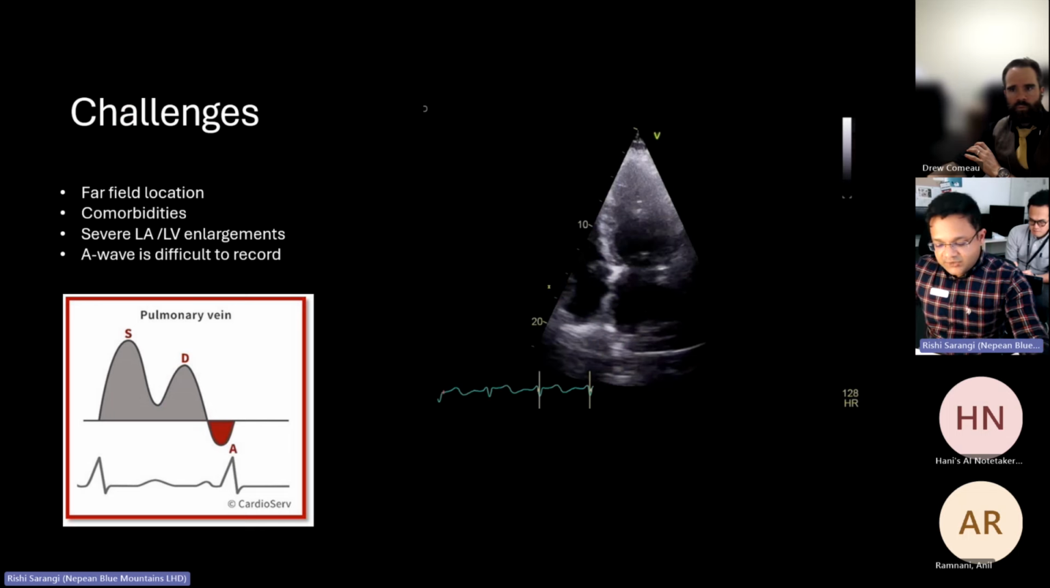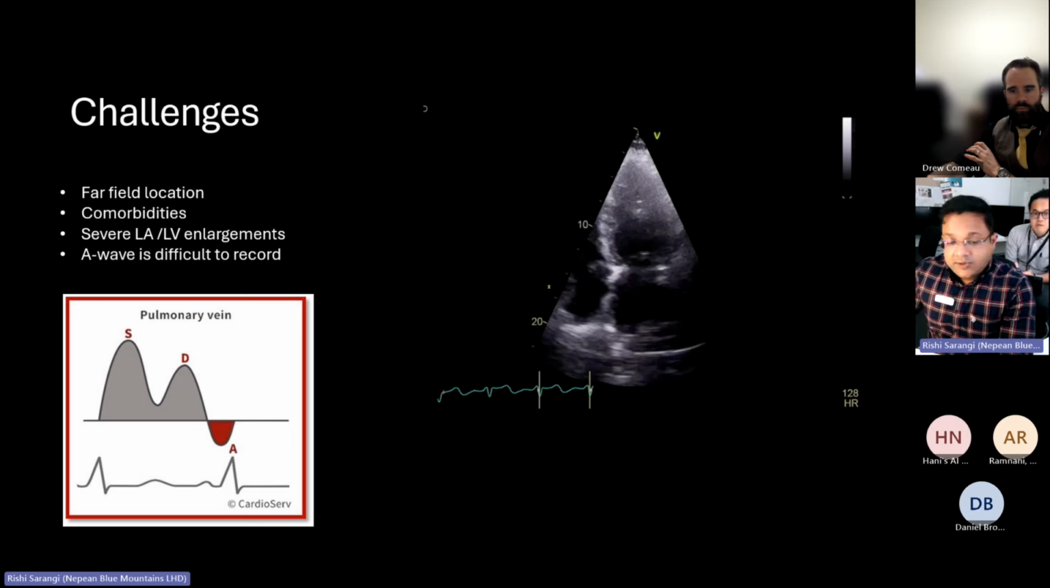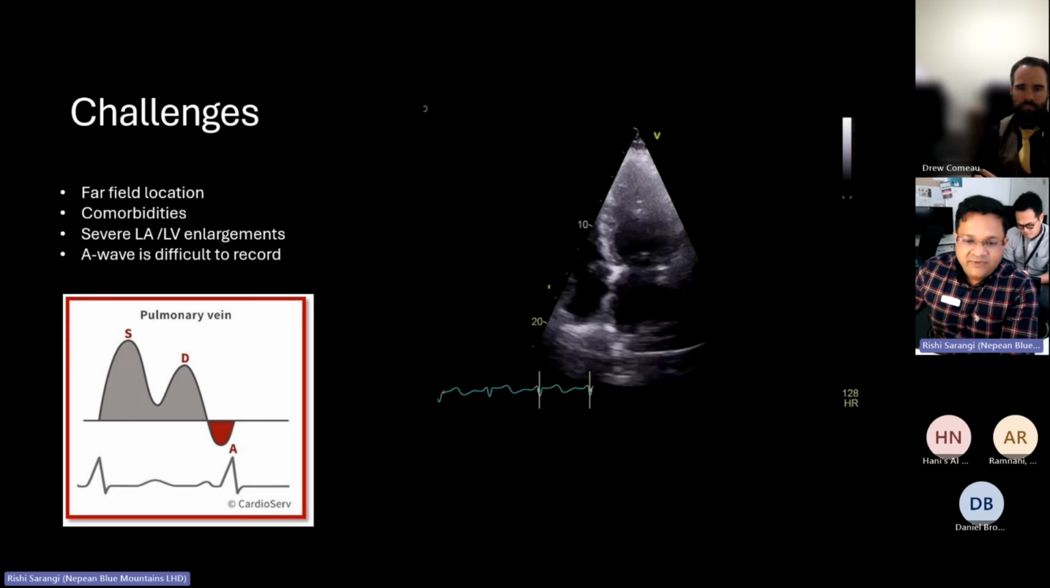There are various challenges when trying to track pulmonary veins, especially in transthoracic echo. But transthoracic echo being the most widely used, it is essential for us to know how to find and use pulmonary veins in it. The main challenge is the far field location. As you can see, the probe is positioned over here at the apex, and the pulmonary veins are at the farthest. Hence there is a dropout of echo shadows, and there's a lot of fudging which happens. There are also extracardiac structures, which doesn't help.